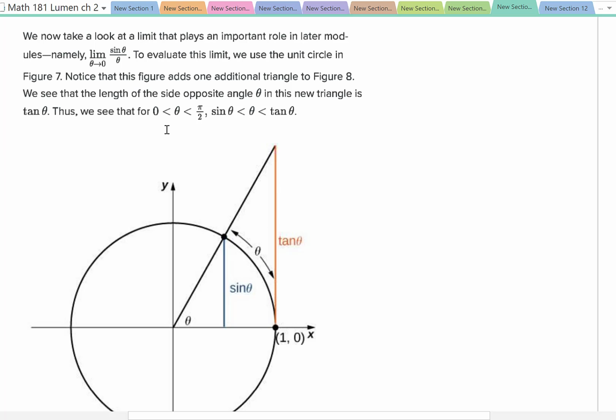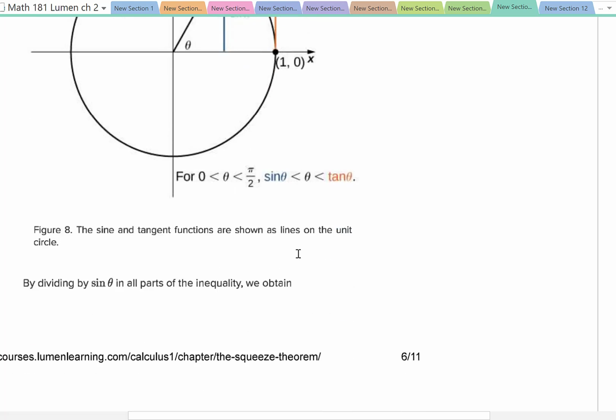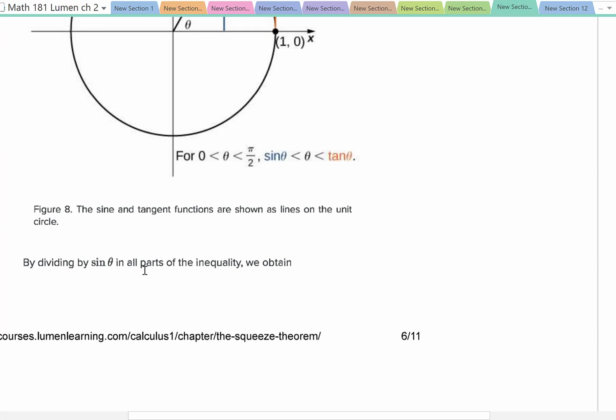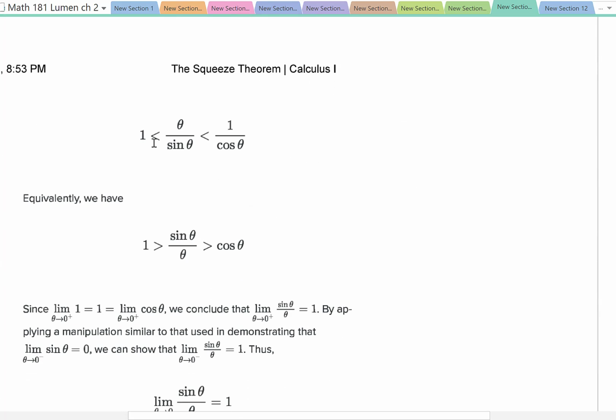Thus, we see that 0 is less than theta less than pi over 2. So we're just talking about this quadrant. And in that, sine theta is less than theta less than tangent theta. So dividing by sine theta in all parts of the inequality, we obtain 1, theta over sine theta, and tangent theta divided by sine theta, which is 1 over cosine. So 1 is less than theta over sine theta, which is less than 1 over cosine theta.